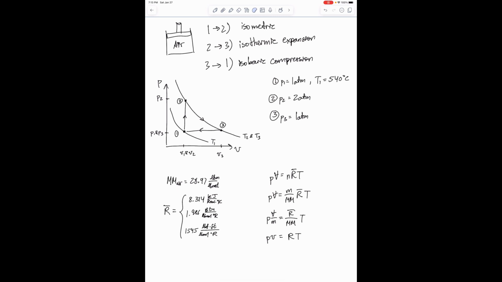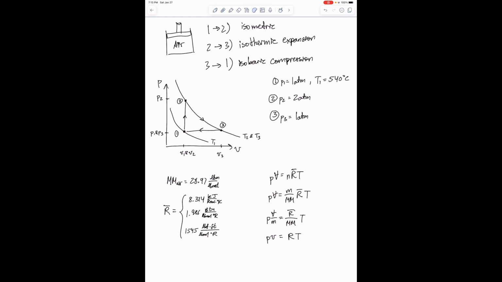Okay, this is the second question of our weekly discussion. To summarize the problem, we have air inside a piston cylinder assembly, and it undergoes a cyclic process with three different states. Between the first and second states, it's an isometric process, which is constant volume. Between the second and third states, it's an isothermal expansion, so it's constant temperature expansion. And between states 3 and 1, it's isobaric compression, which means constant pressure.